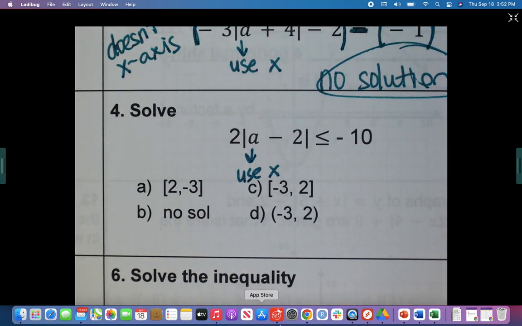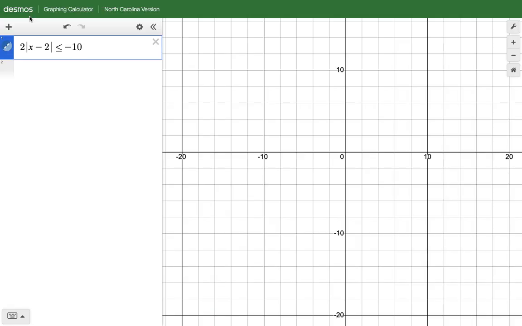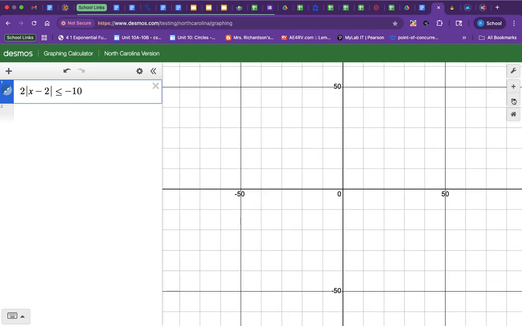So 2 times the absolute value of x minus 2 is less than or equal to -10. All right, so for these, if you don't see anything initially when you type it in, zoom out a couple of times. If you still don't see anything, then that means your answer is going to be no solution.